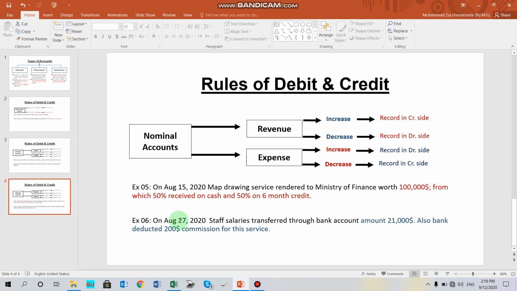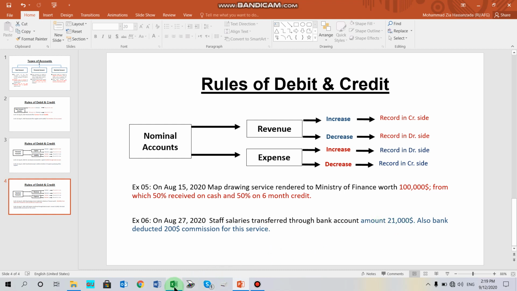The last one, we are paying our staff salaries. Staff salary is transferred through bank account, amount 21,000. Also the bank deducted 200 USD commission for this service. It means we have two expenses here. One is 21,000 USD for our staff salary expense. Another is 200 USD, which is bank commission. So it means both these expenses are increasing.